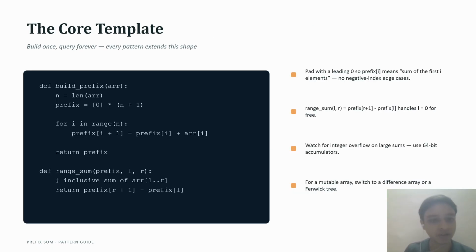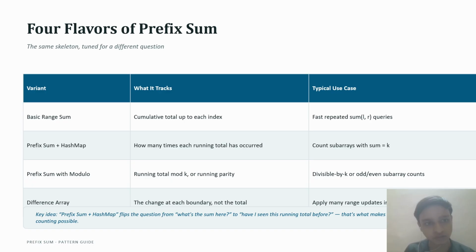Now this is the core template. I have discussed this formula before, but here I put I and here I put I minus 1, which is obviously equivalent. If I put I here and I minus 1 here, then it's also fine. It's the same. So let's move to the slide. These are all the things which we will cover.